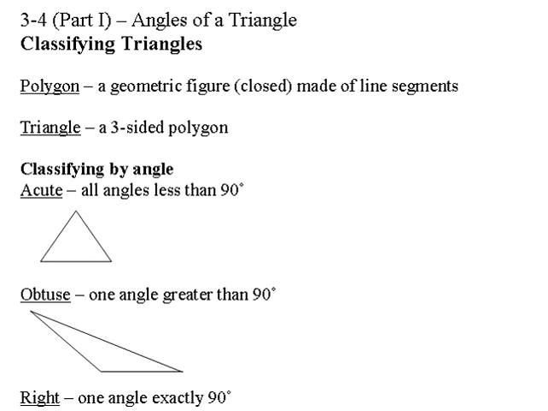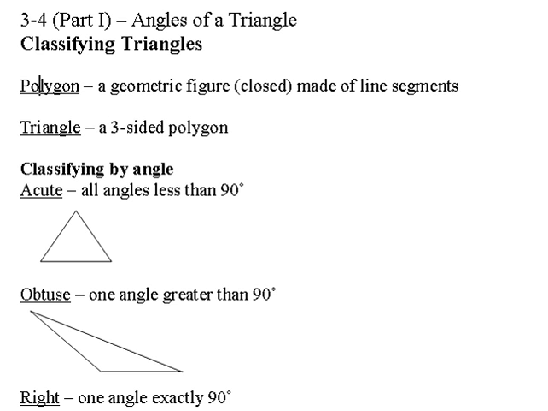Section 3.4 in our books describes classifying triangles and then several aspects of triangles that are going to be important later on in geometry. So first, we have a couple of things we need to define. First thing being a polygon. A polygon is a geometric figure that is closed and made up of line segments.